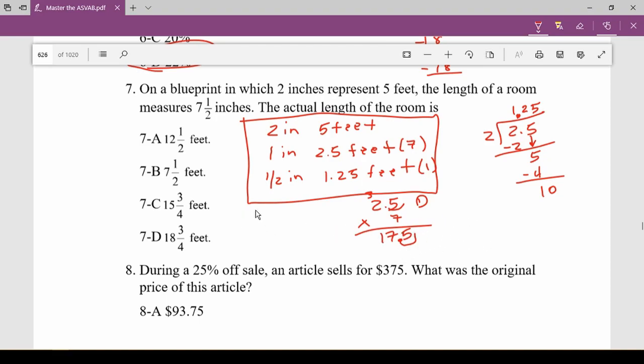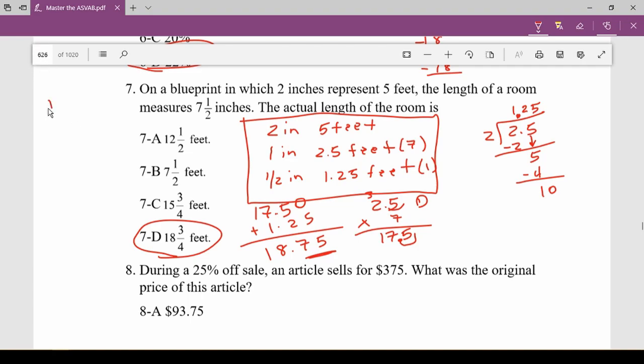So this is going to be 17.5 plus 1.25. Imaginary 0 there. 0 plus 5 is 5. 5 plus 2 is 7. 1 plus 7 is 8. Again, just drop down your decimal in order. 0 plus 1 is 1. 18.75 is right here. Again, 3 fourths is the same as 0.75.